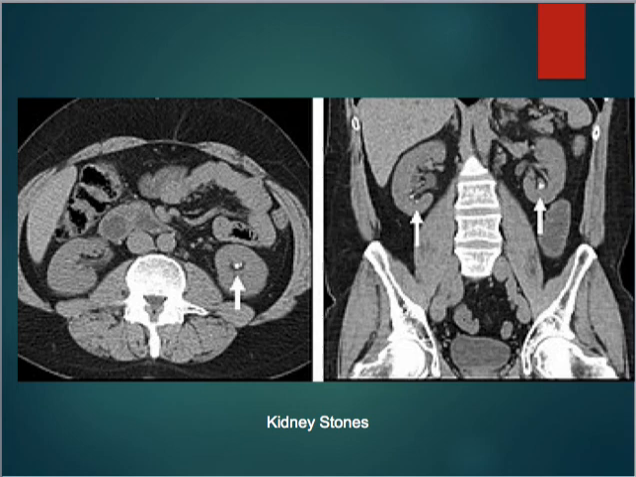This patient has kidney stones. You've got an axial slice and a coronal slice. You can see this little white spot in here is kidney stones. There's little ones right in here, and one right there you can see.